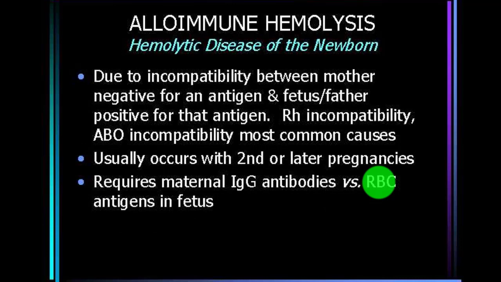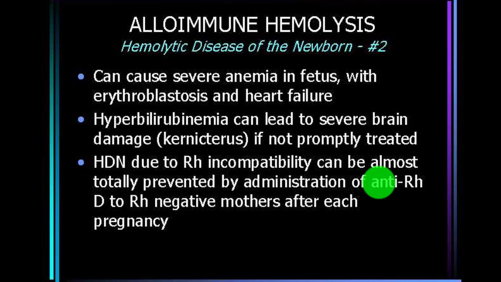Hemolytic disease of the newborn is due to incompatibility between a mother negative for an antigen and a fetus, from a father positive for that antigen. Rh incompatibility, ABO incompatibility is the most common cause. It usually occurs with second and later pregnancies and requires maternal IgG antibodies against RBC antigen in the fetus. It can cause severe anemia in the fetus with erythroblastosis and heart failure. Hyperbilirubinemia can lead to severe brain damage, kernicterus, if not promptly treated.